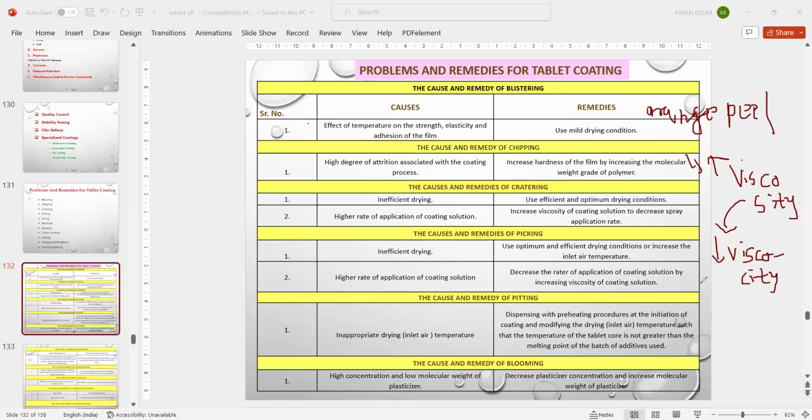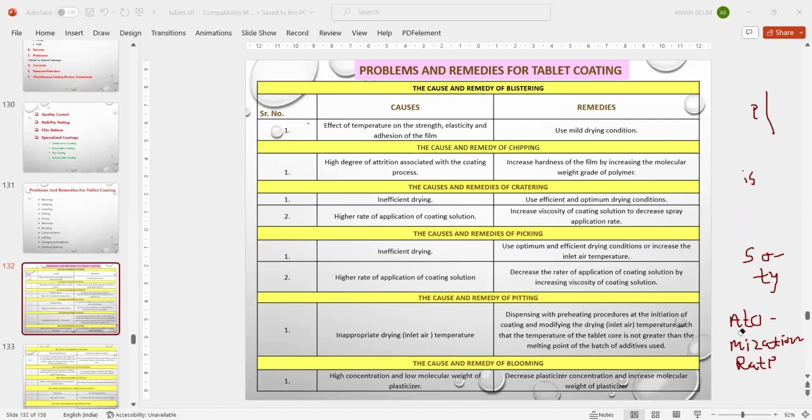And also we have to control the atomization rate. And one more is the temperature of your drying air. That also comes under the problem or remedy of roughness. So what is roughness? Roughness is simply a rough surface that you observe on your tablet surface.